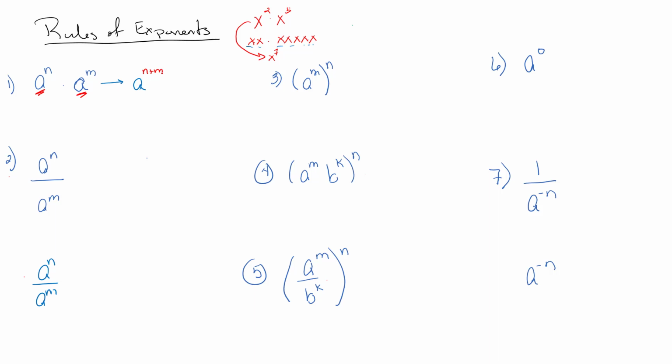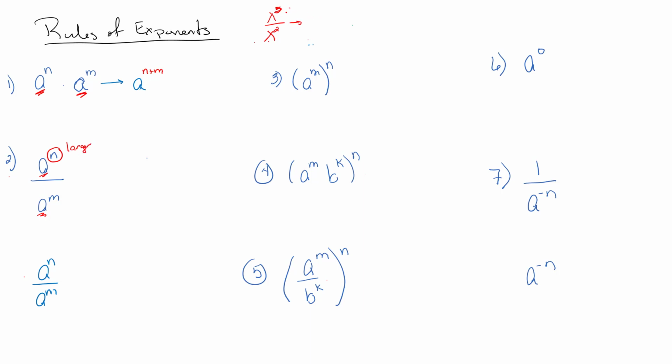The second rule, notice first and foremost the bases are the same, but now we're dividing. So in order to work the division, I want you to notice that we are going to look at the same problem. And now I'm going to take x to the fifth and I'm going to divide it by x to the second. Now, in this particular case, we're going to assume that the top exponent is the larger of the two exponents.